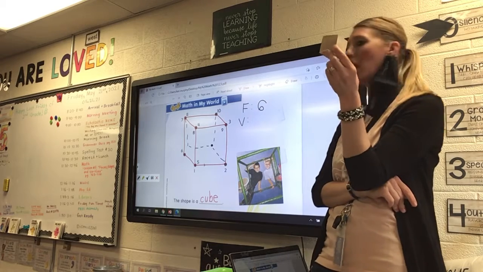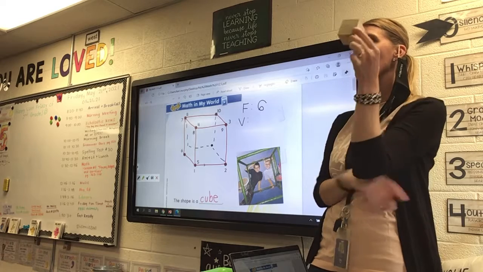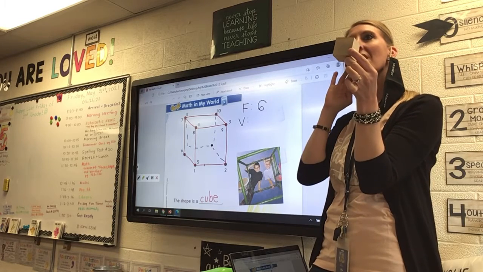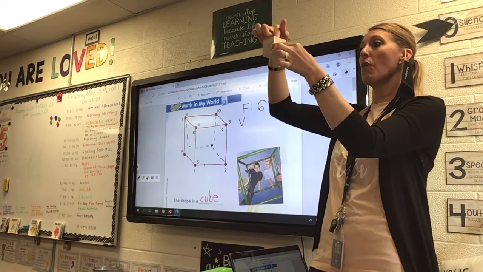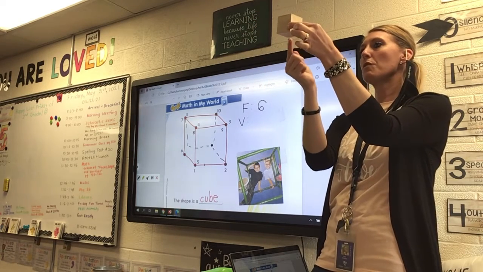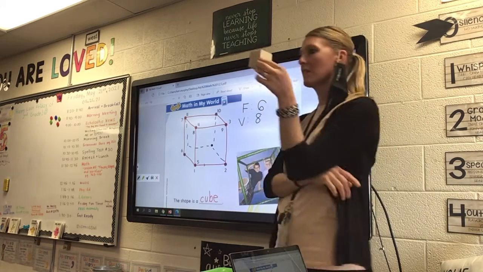Okay, on the count of 3, I want you to tell me how many vertices you think there are on this cube. 1, 2, 3. 8. We got the 4 at the top, 1, 2, 3, 4, and 4 at the bottom, 1, 2, 3, 4. Good job. So put an 8 for the vertices.